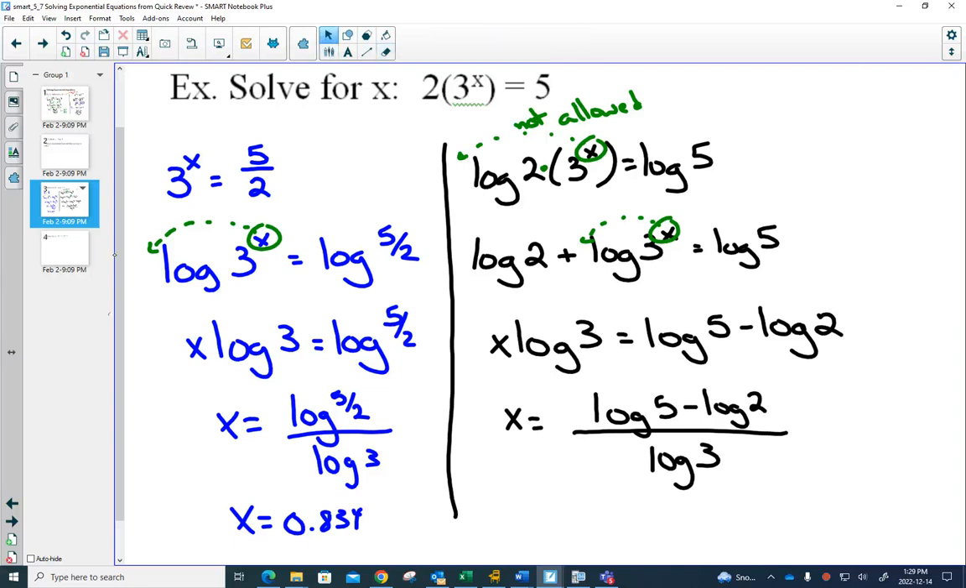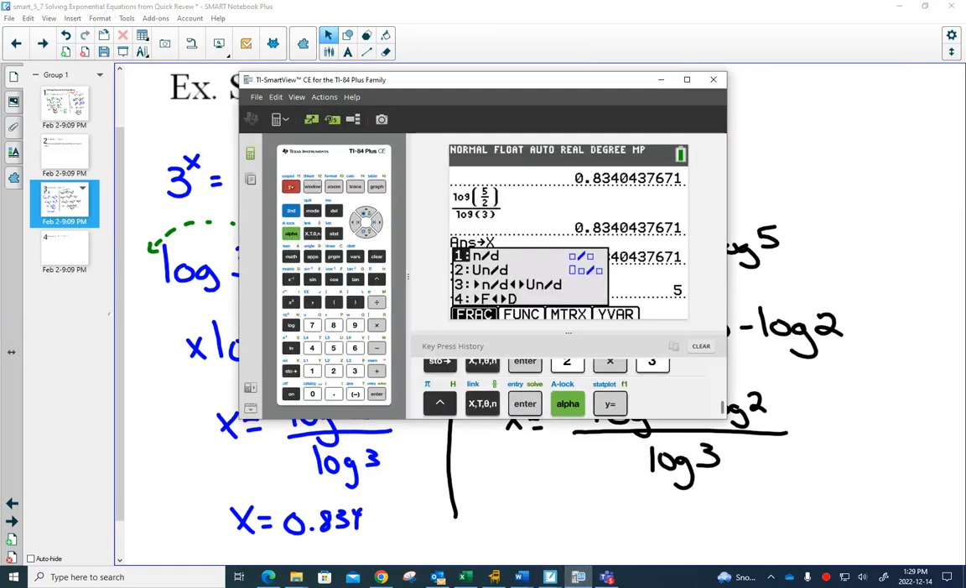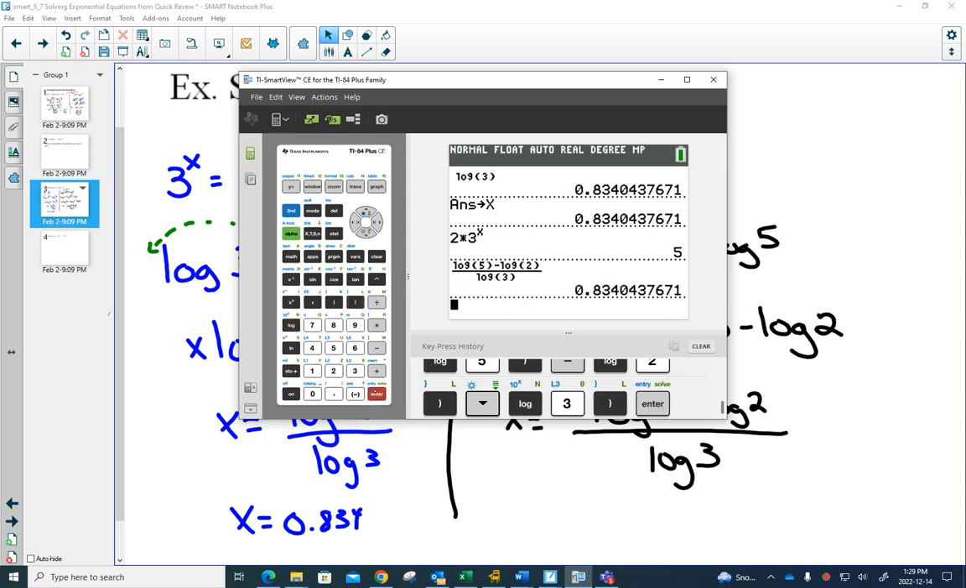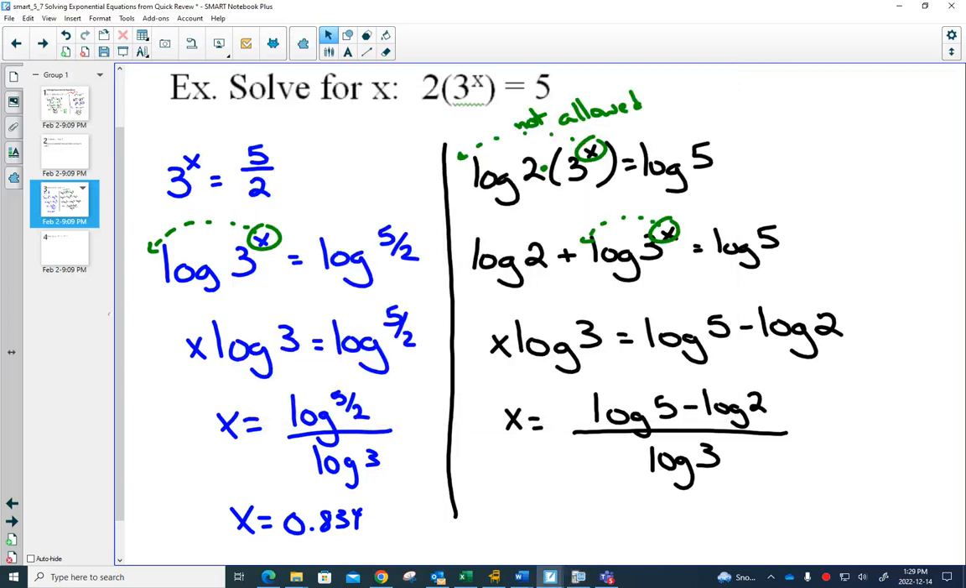So I can type this into my calculator, use my fraction button. I have log of 5 minus log of 2 divided by log of 3. And I got exactly the same answer, 0.834 from before. And some of you might even notice that, hey, there's a log law for subtracting. What is it? It's dividing. You notice that's exactly the same thing I have on the left. It's just where you decided to do your log laws. Log laws are allowed. Those things are the same.